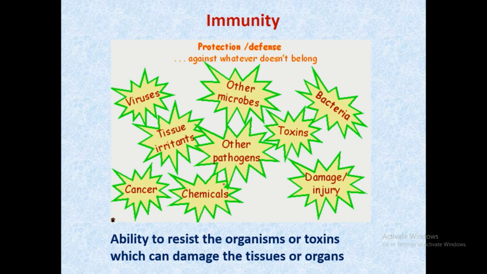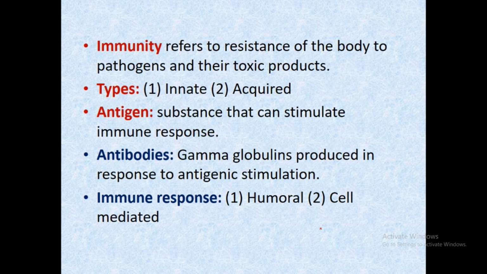Immunity is the ability to resist organisms or toxins which can damage tissues or organs. So immunity simply means the ability to resist organisms or toxins which are going to damage tissues or organs. Immunity refers to the resistance of the body to pathogens and their toxic products. So that is the proper definition of immunity.